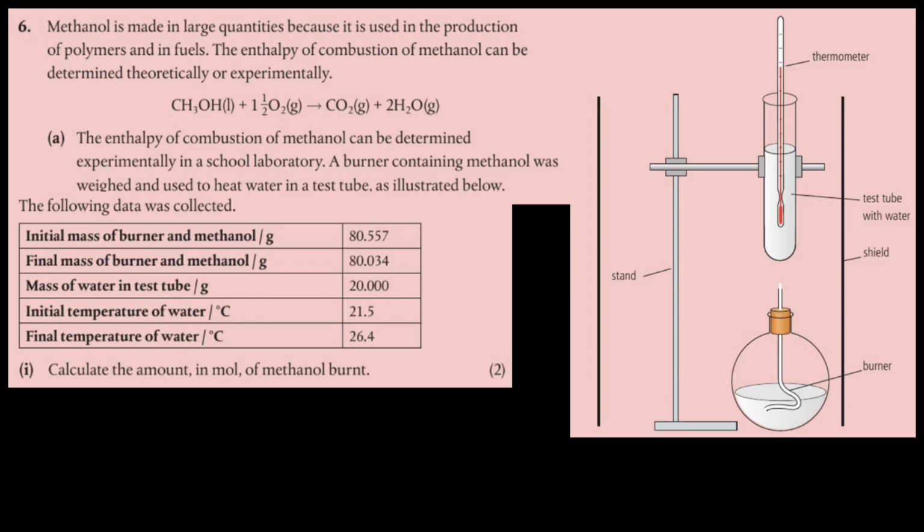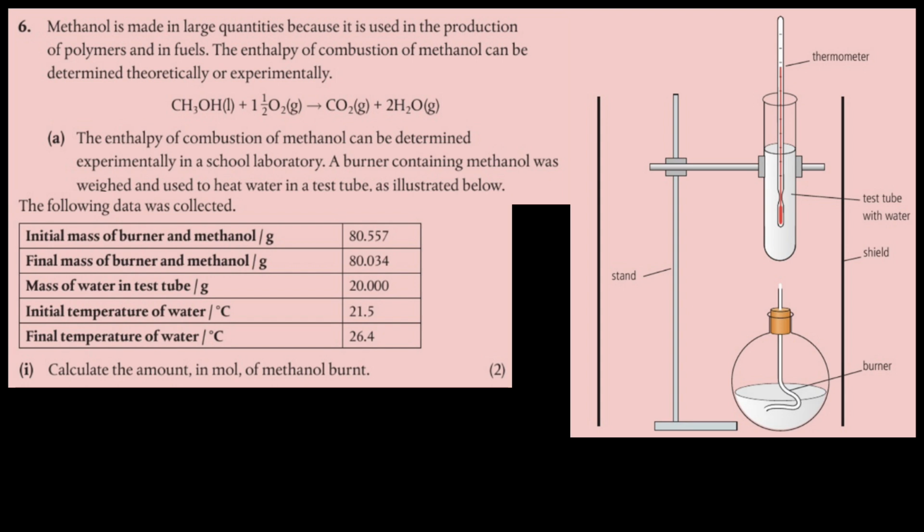Number 6 says methanol is made in large quantities because it is used in the production of polymers and in fuels. The enthalpy of combustion of methanol can be determined theoretically or experimentally. A says the enthalpy of combustion of methanol can be determined experimentally in a school laboratory. A burner containing methanol was weighed and used to heat water in a test tube, as illustrated to the right. The following data was collected.